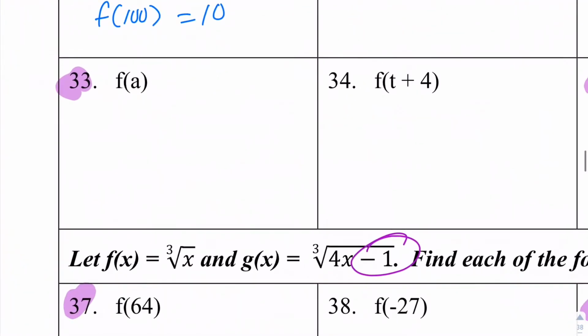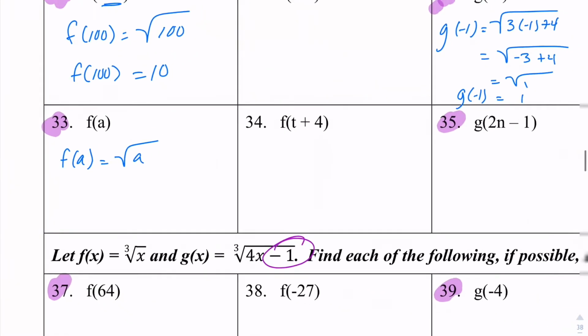F of a, so again, we're going to go into that f function, and that just says, hey, take the square root of whatever you're given. So the square root of a is, well, we're done. We can't do anything with that. And we're going to talk later on in this video or the next video about how we take those square roots when they're just variables, just letters.